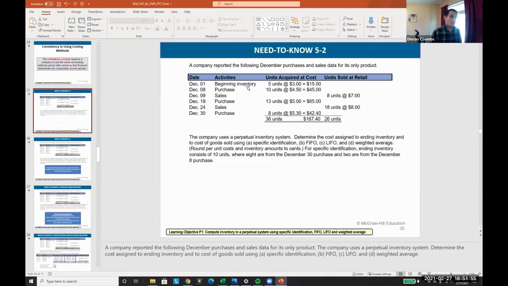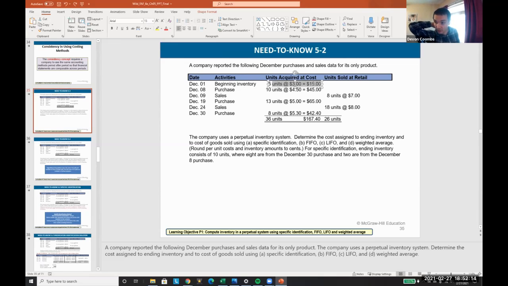So beginning inventory is 5 units. So we go through our sheets. What you're going to have to always do is write it out like I did on the Google Sheets. Right, so a company reported the following December purchases and sales data for its only product. Beginning inventory, 5 units at $3 for 15. This is all given, right?